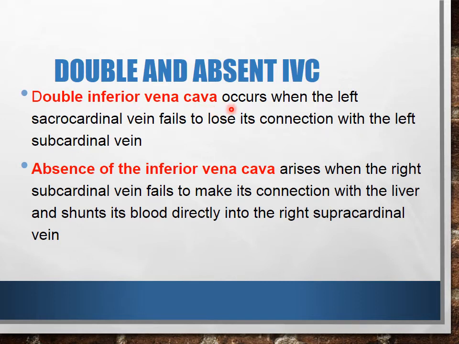So there is double inferior vena cava. It is present on both right and left side when the left sided sacrocardinal vein fails to lose its connection with the left subcardinal vein. I will show you in the next slide. There is also absence of the inferior vena cava. It arises when the right subcardinal vein fails to make its connection with the liver and with its hepatocardiac channel. So you can say that the hepatocardiac segment is absent, and the blood is shunting.